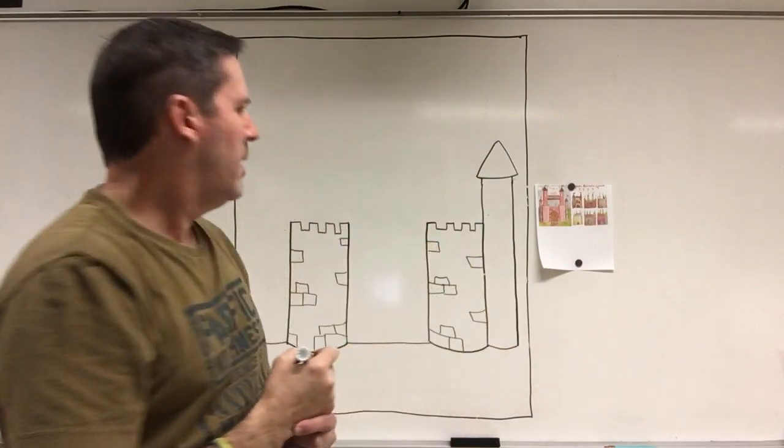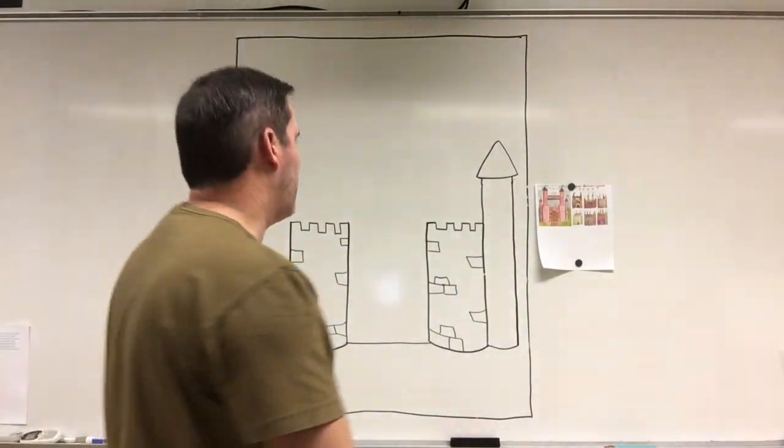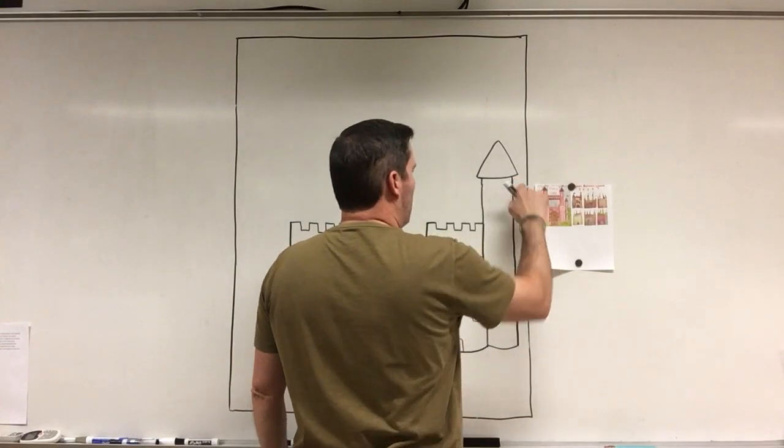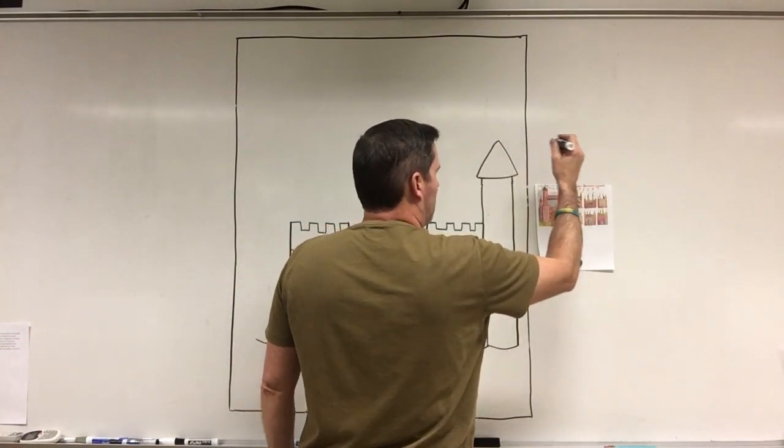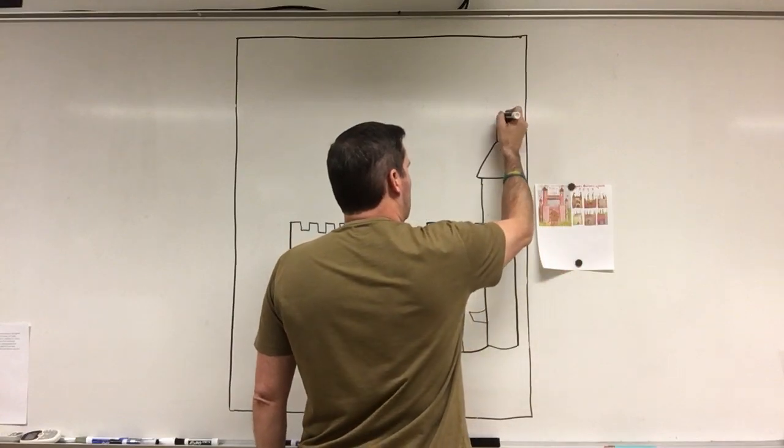And then, of course, you've got to have a flag, right? You've got to have a flag that tells everybody what kingdom it is. So I'm going to draw a little skinny pole.